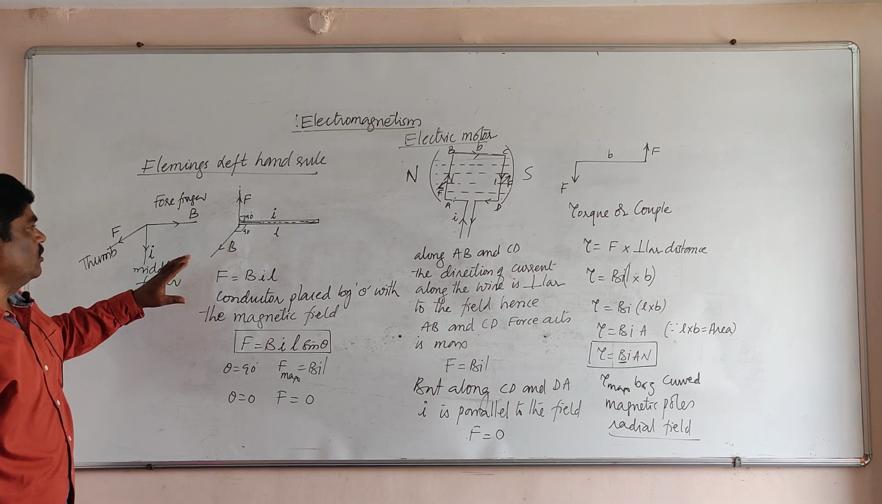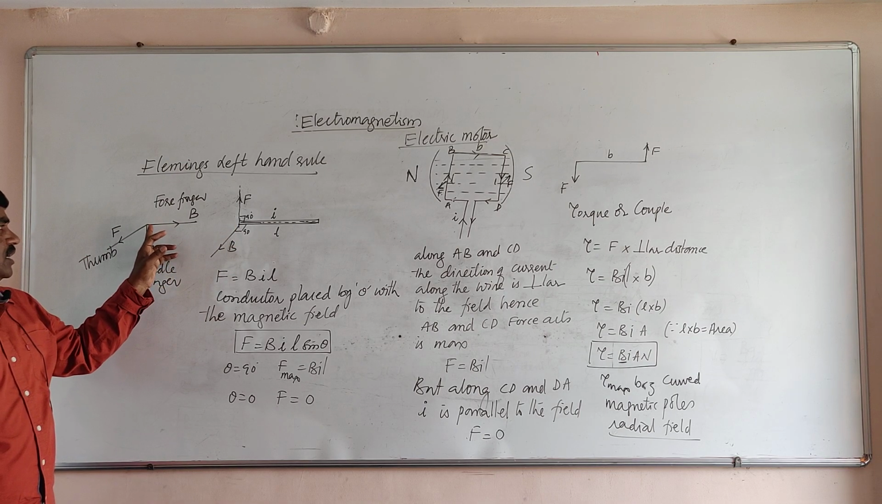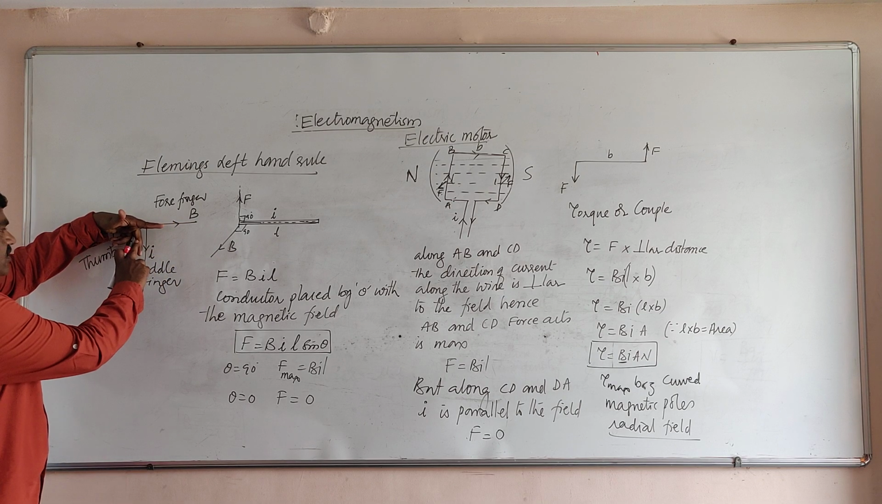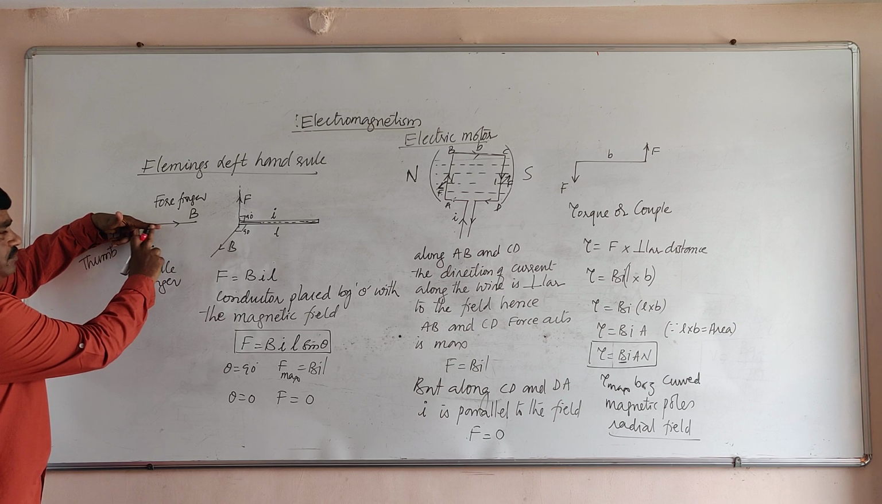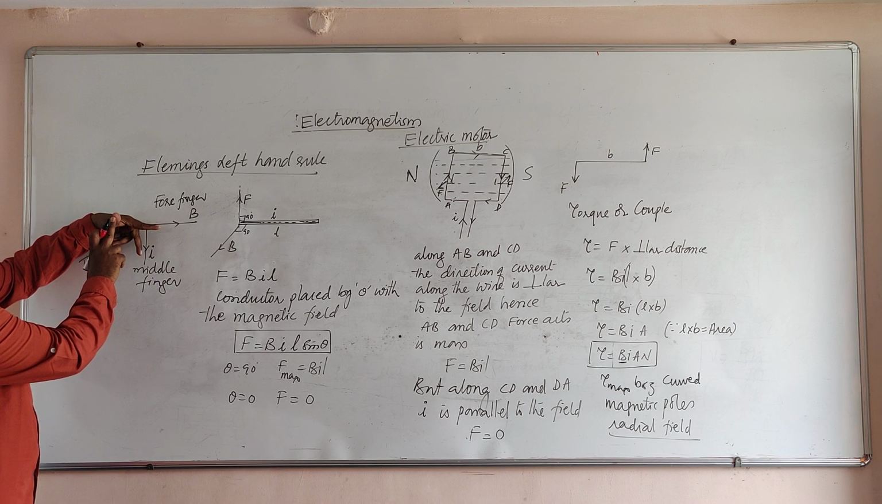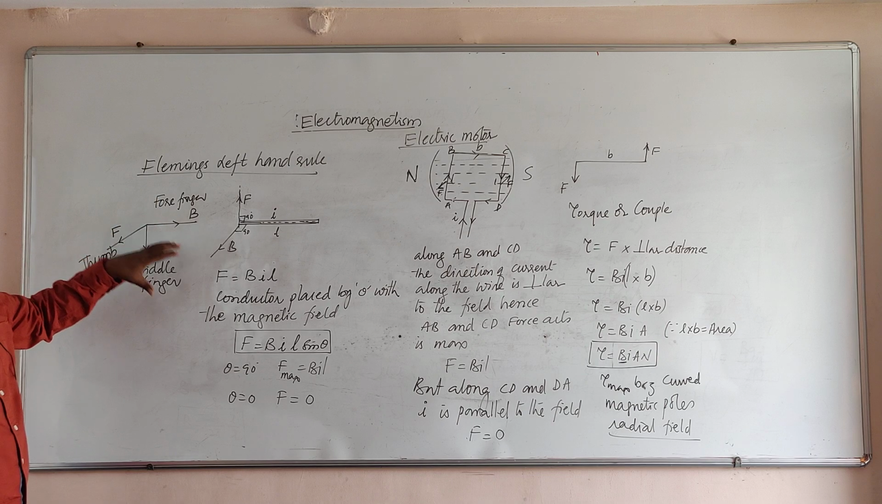So this is the simplest phenomenon. Whenever an electric conductor is placed perpendicular to the magnetic field, which stretches like this, this is the direction of the current, this is the magnetic field, and then the force acting on the conductor is along the thumb. That is Fleming's left hand rule.